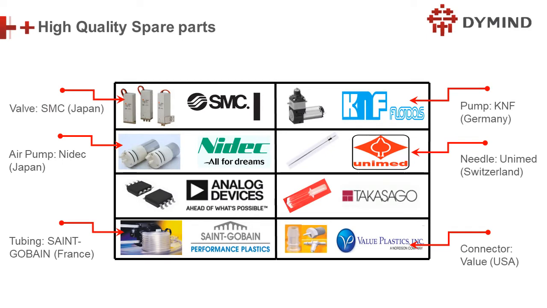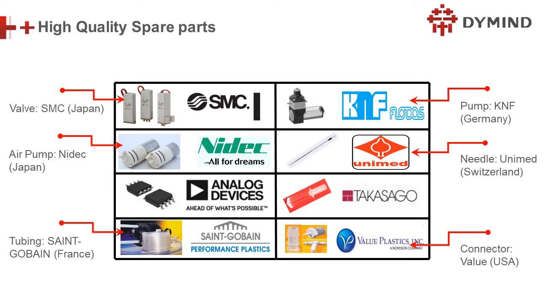So high quality spare parts. The valves are from Japan, from SMC. The pump is from Germany, KNF. And the air pump: in one machine, we have one air pump. This one is also from Japan. And the probe is from Switzerland. The brand is Unimed.